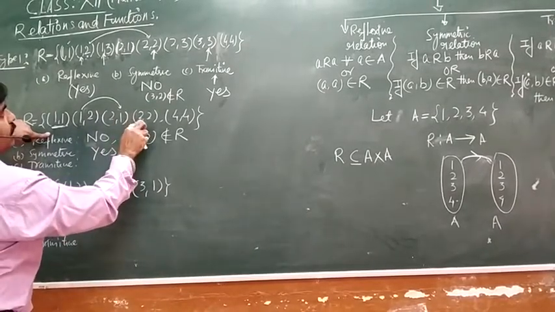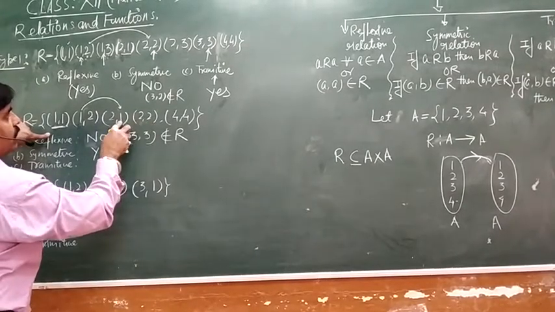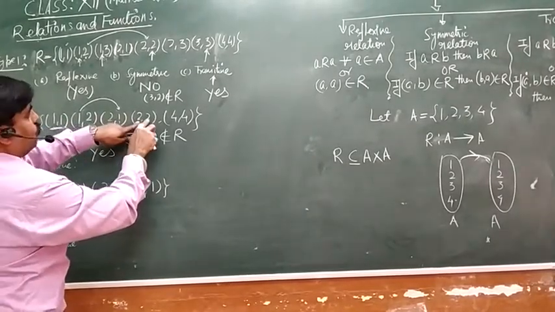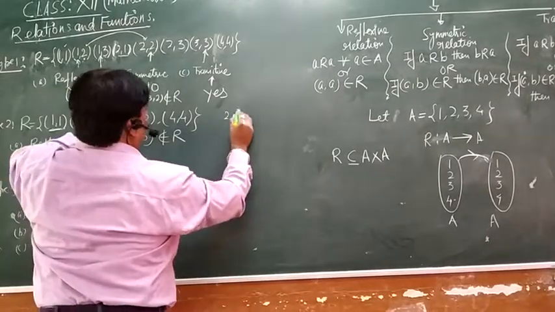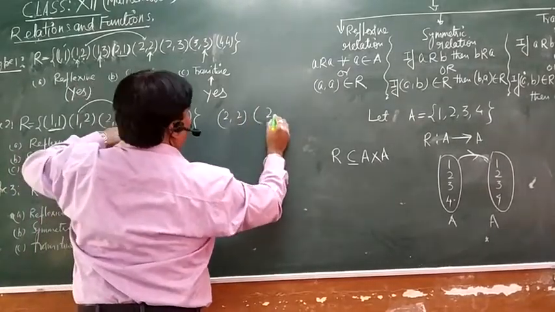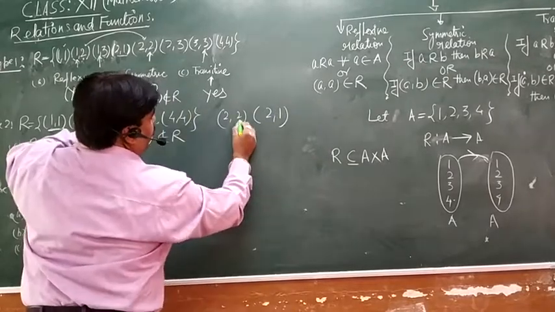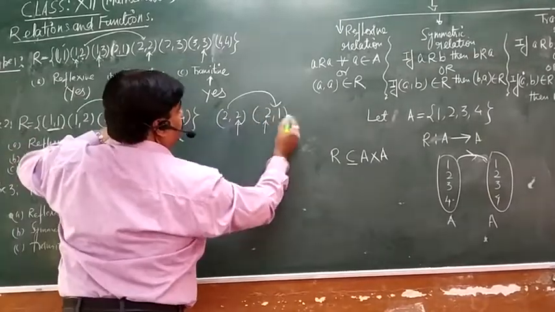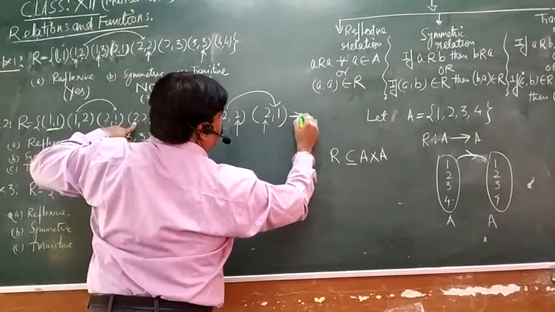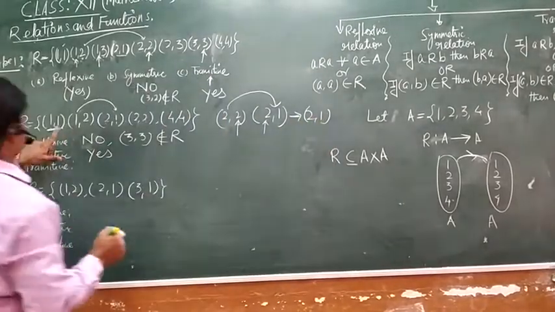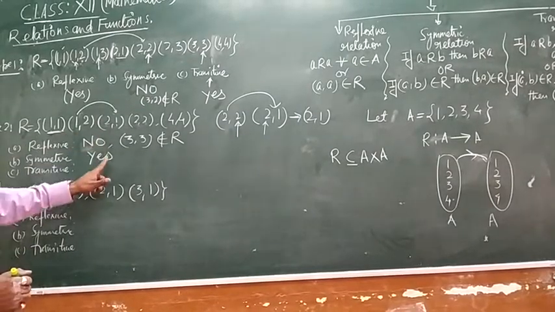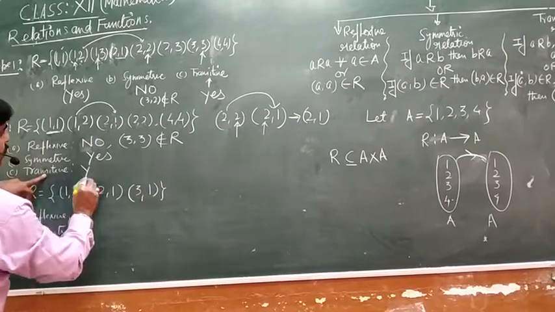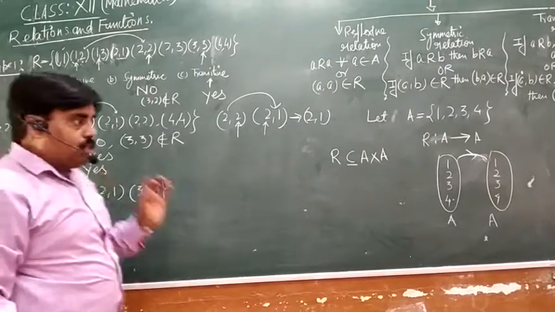Suppose 2, 2, then 2, 1. Here we are taking 2, 2 and then 2, 1 for the second. So what do we get? 2, 1 is there. 2, 1 is the relation. Then again it should be 2, 1 and 2, 1 is already given here. So it is true for all. So then we can say this is transitive. We can say yes. So this is one of the ways.